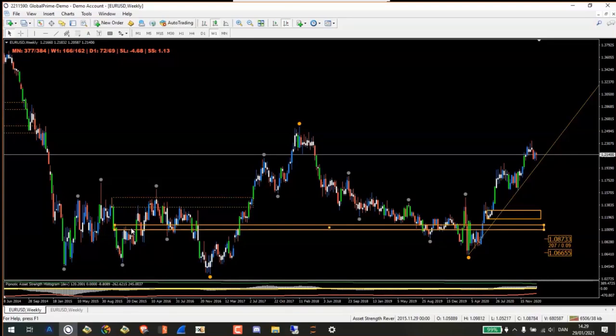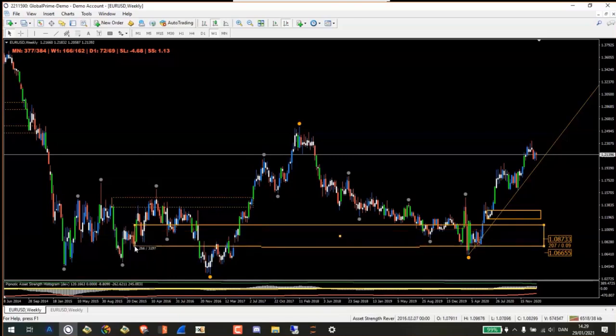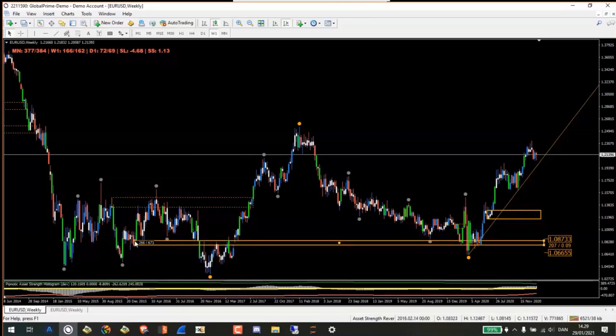We had a test, price came back down, then we have the big strong move. So now it's gone. What area removed it? This one did. So now we have this one. Tested, tested, tested, and now it's gone.